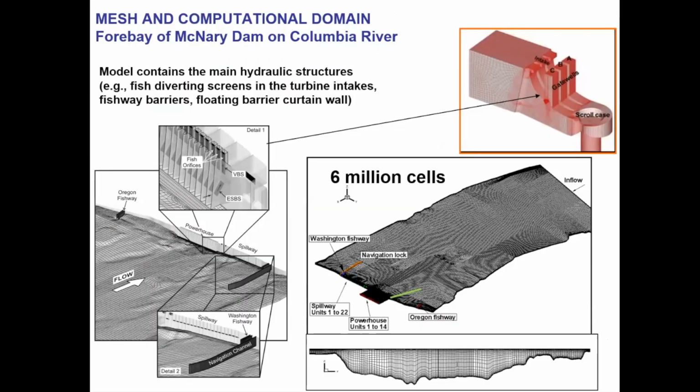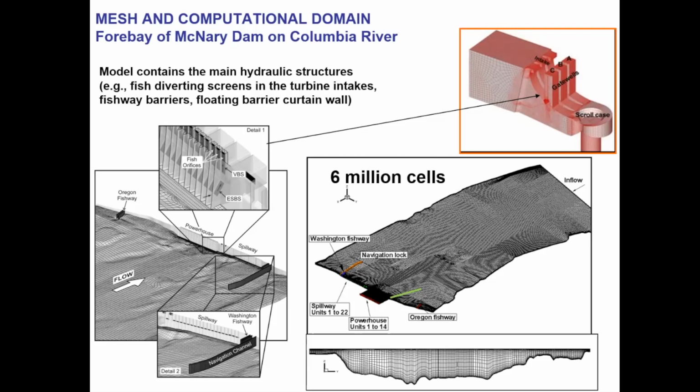So what we created is a 3D model of the forebay. I think it goes for something like about 10 kilometers. We included all the 14 powerhouse units, the 22 spillways, and a number of hydraulic structures, some of them related to the fish, some to navigation, which are also part of the hydropower dam. Okay, so you can see here a cross section. You can see how the bathymetry looks. It's pretty irregular.